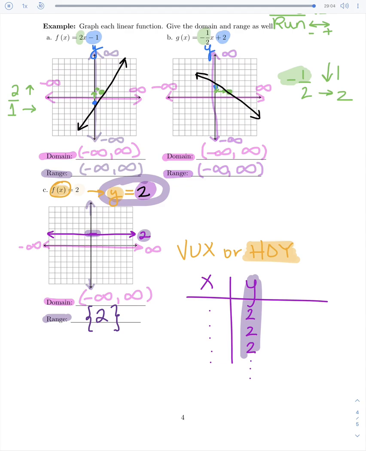When is this only going to happen for function notation? It's only going to happen when you have an f of x equal to just a number, because y and f of x are the same thing. It will be a horizontal case. Notice it won't ever be a vertical case, because f of x always means y. It never means x.